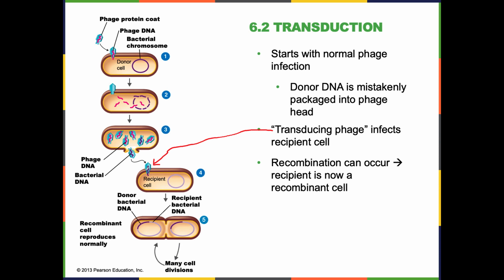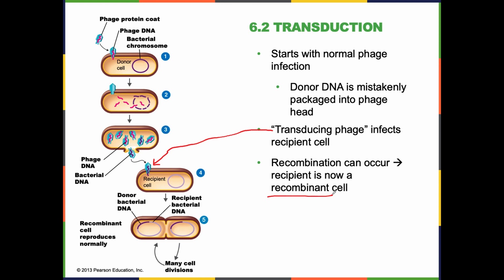So now, because it's the phage head that will drive infection, the transducing phage infects a recipient cell and injects its bacterial DNA. Luckily for the recipient cell, the bacterial DNA will not cause infection, will not cause it to die. In fact, if it can recombine this new bacterial DNA into its genome, it has now become recombinant. Right? So it's now a recombinant cell.